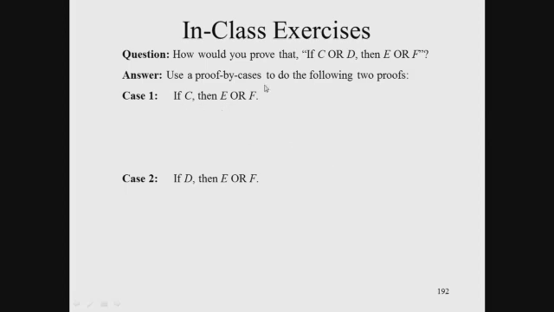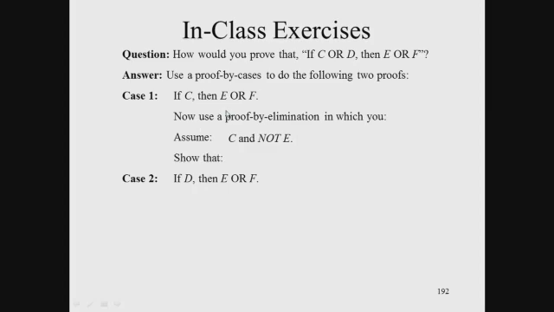Now let's go to case one. How do we do this? What proof technique will we use to show that if C is true, then either E or F is true? Elimination. So how does that work? We assume that C is true and E is not true. We have to show that F is true. Or you can assume that C is true and not F is true, and show that E is true. Perfect.